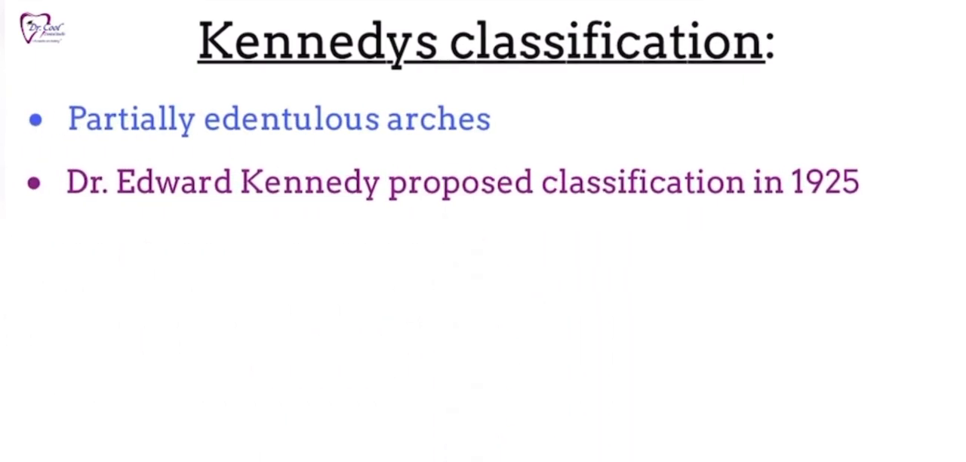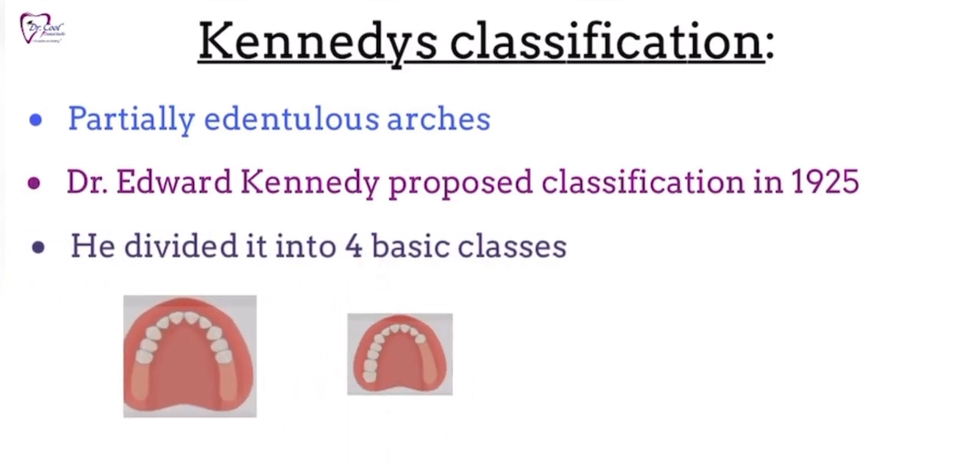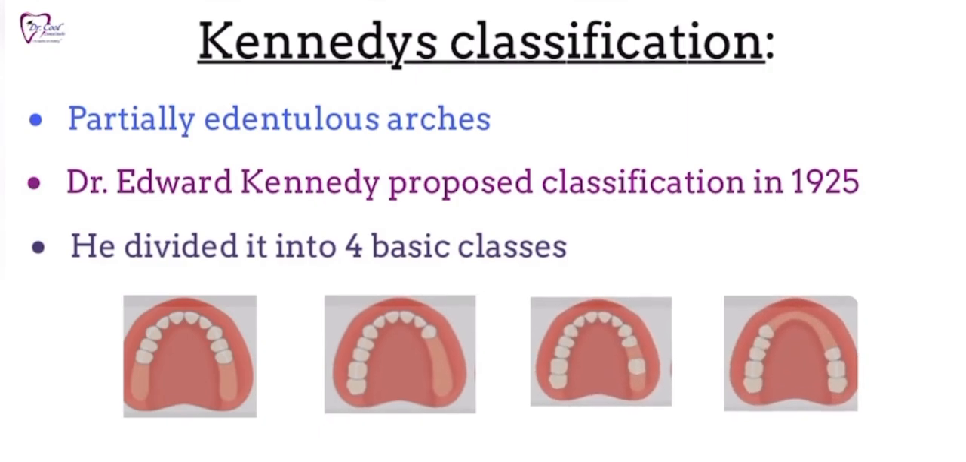Welcome back to a new topic, that is Kennedy's classification. This classification is for partially edentulous arches. Dr. Edward Kennedy of New York proposed this classification in 1925. Dr. Kennedy divided it into 4 basic classes. In this lecture, we are going to study in detail about each one of them. Let's start.